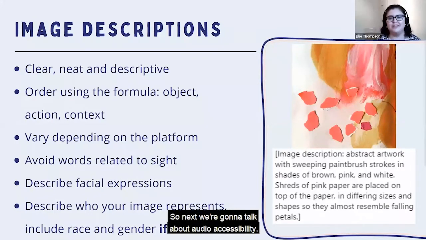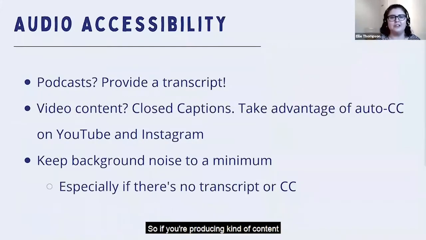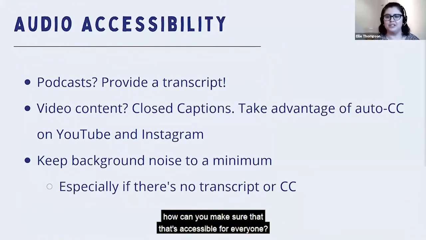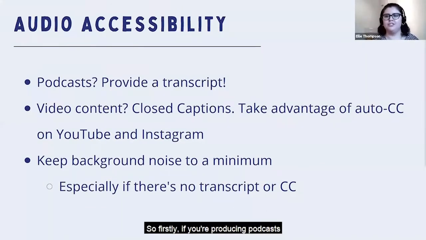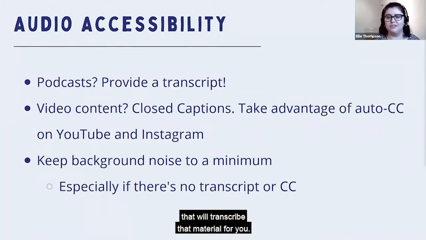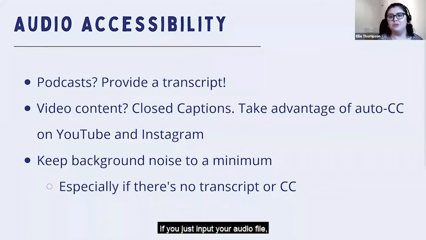So next, we're going to talk about audio accessibility. So if you're producing content where the audio is key, how can you make sure that that's accessible for everyone? So firstly, if you're producing podcasts for your communications or marketing, make sure that you provide a transcript, so a written recording of everything that's said in the podcast. And there's software out there that will transcribe that material for you. For example, Otter is a really good example. If you just input your audio file, it will write the transcript out for you.